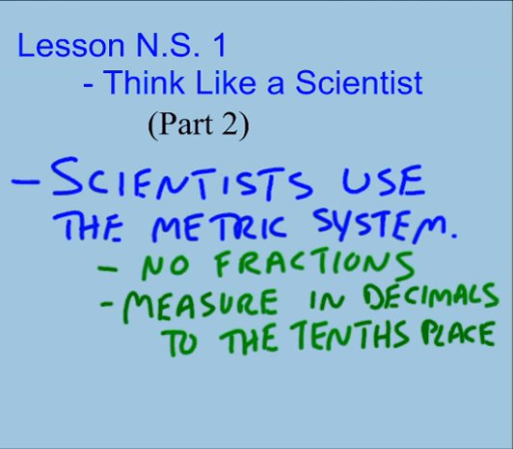And even if a measurement comes out perfectly to the whole number, you should write it. Let's say you're measuring something and it comes exactly to 3 centimeters. You should write that as 3.0 centimeters to show the accuracy that you measured to. And finally, always include units. Whenever you record a measurement, there should be a unit.